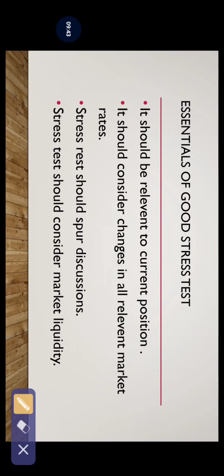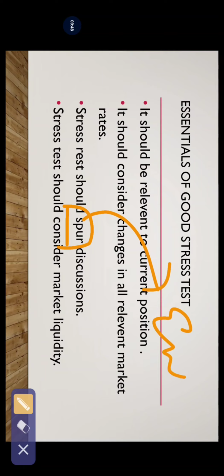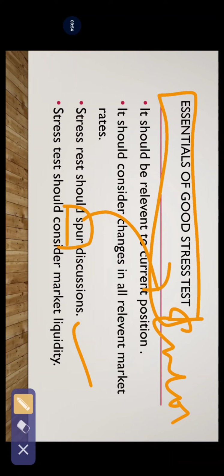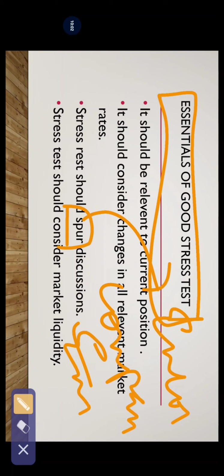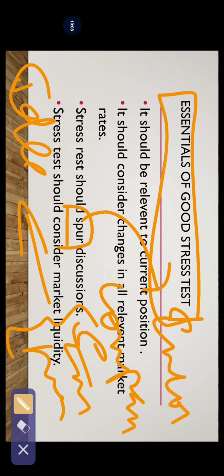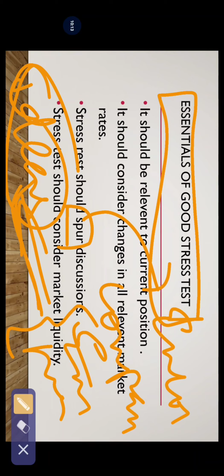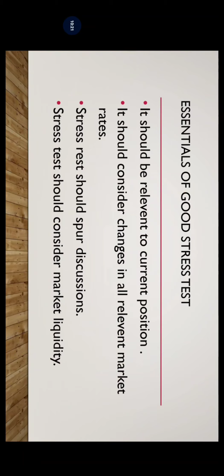Third, it should support, which means encourage, discussions. As we are conducting one stress test, the company should encourage their employees, the managers, to provide ideas to overcome this situation. They should provide one discussion forum to come up with ideas or solutions to solve the financial crisis. So that is the third characteristic.